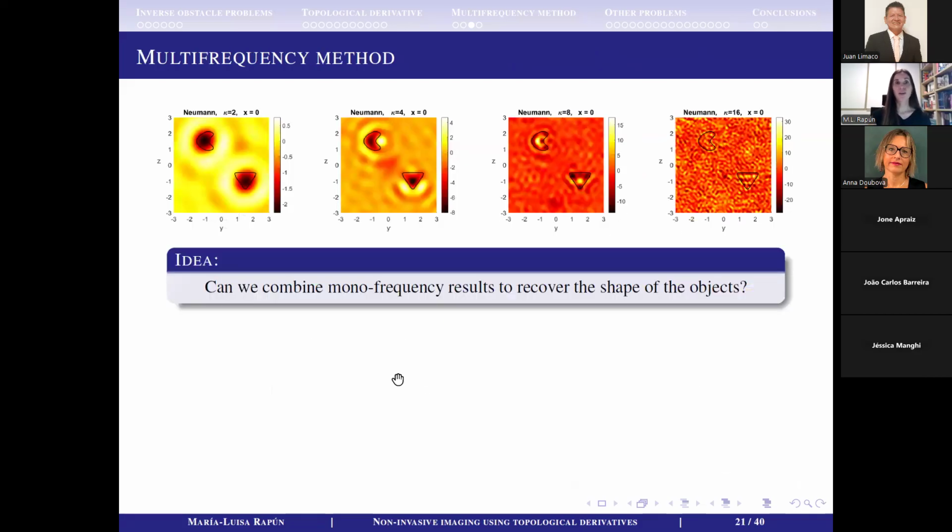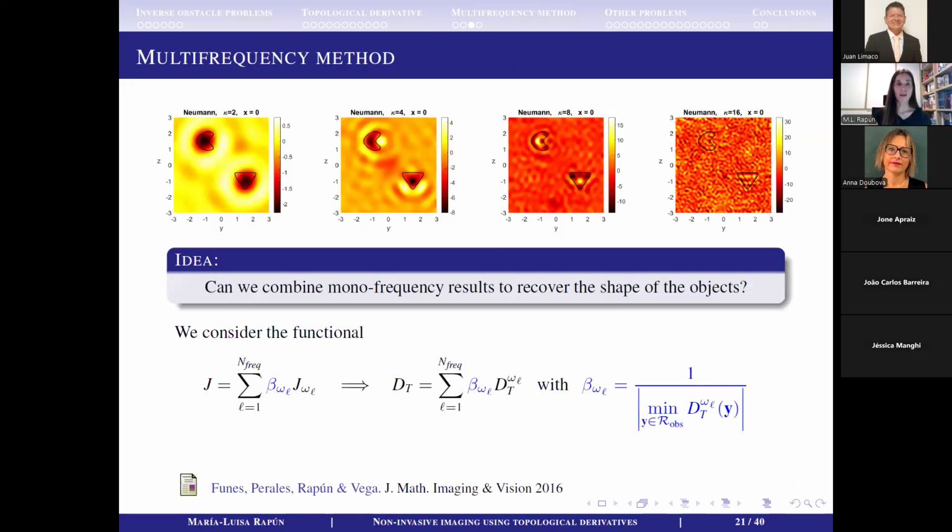So then the next idea was to combine monofrequency results just to improve shapes. And what we do for doing so is just to consider a different cost functional. Now we are going to consider a linear combination of different functionals for different frequencies, just considering some different weights here. This means that by linearity, the topological derivative is nothing but the linear combination of the individual topological derivatives.